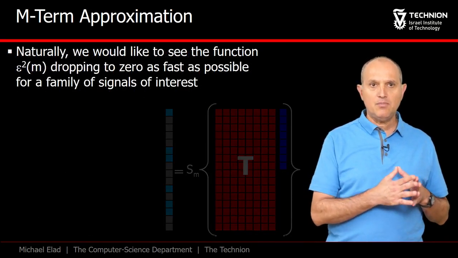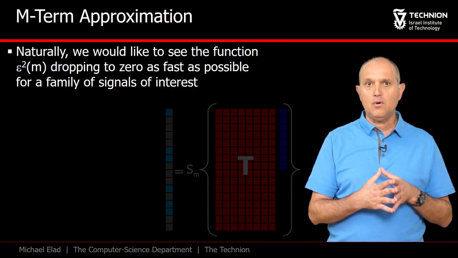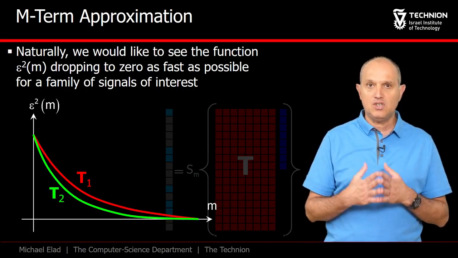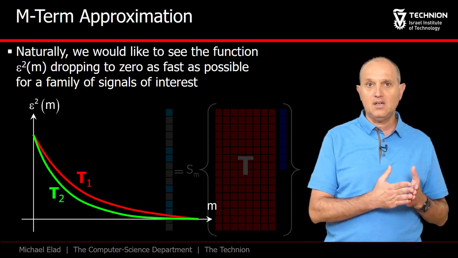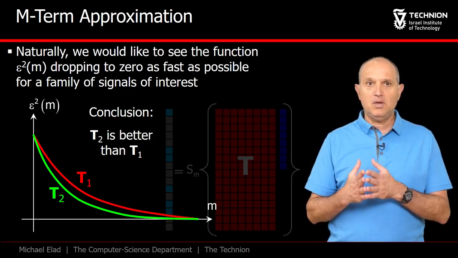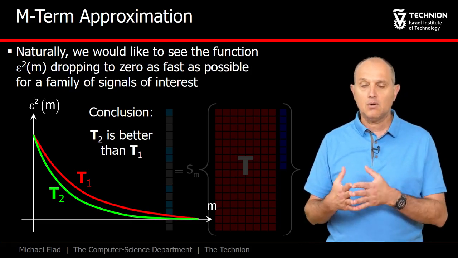Clearly, the M-term approximation error is expected to decay to 0 as M grows. The speed of this decay defines the goodness of this transform for handling the signals in question. Thus, in this example, T2 is better than T1 for handling our signals.